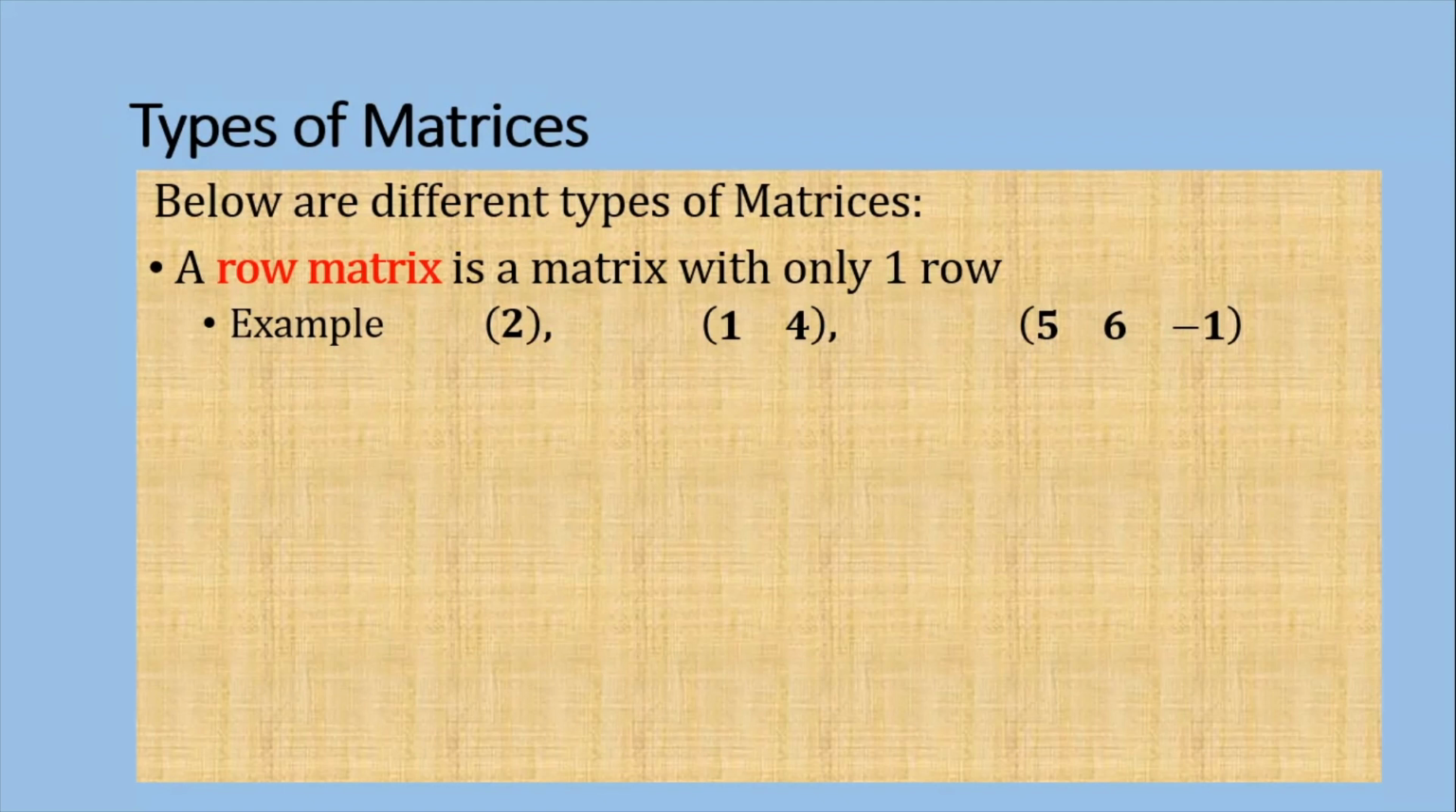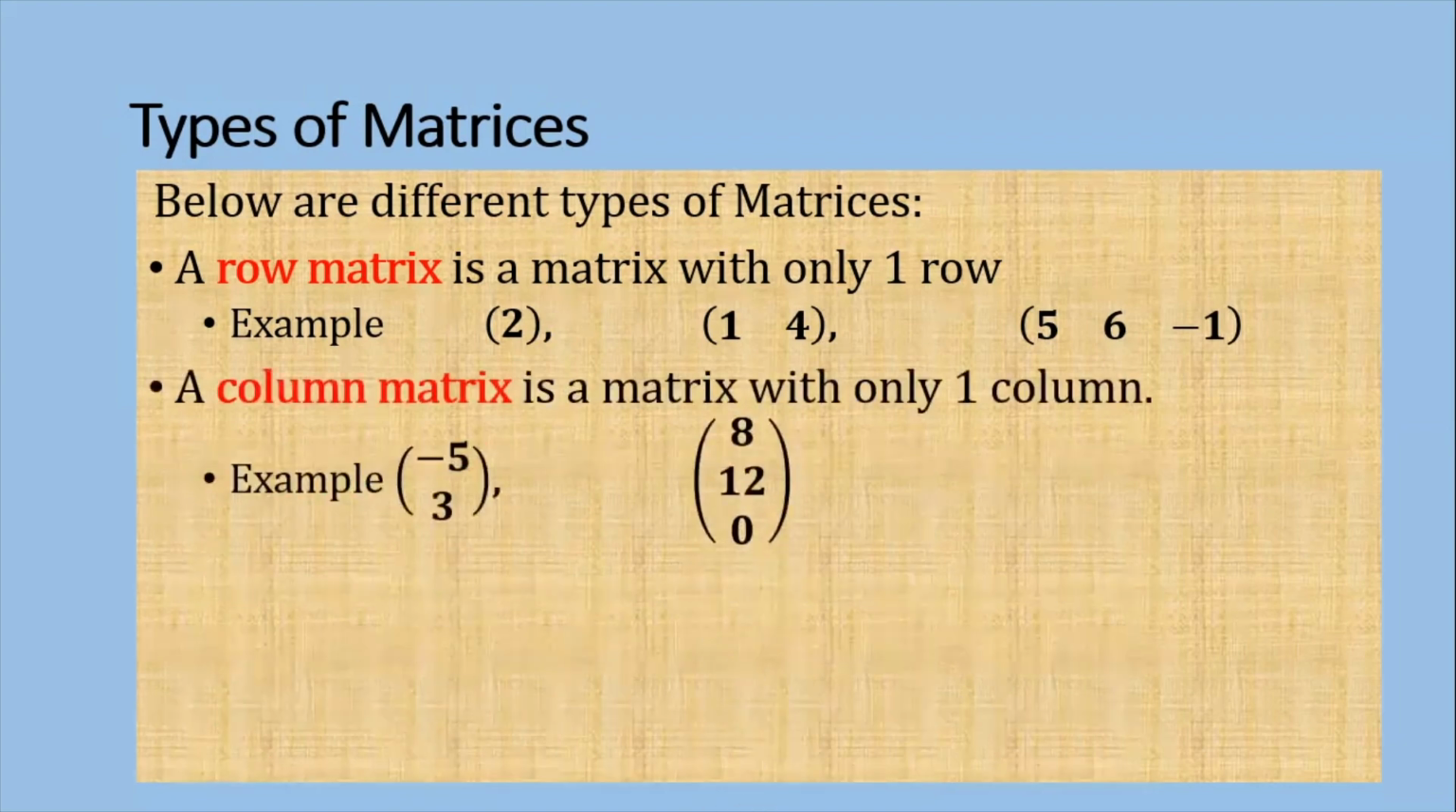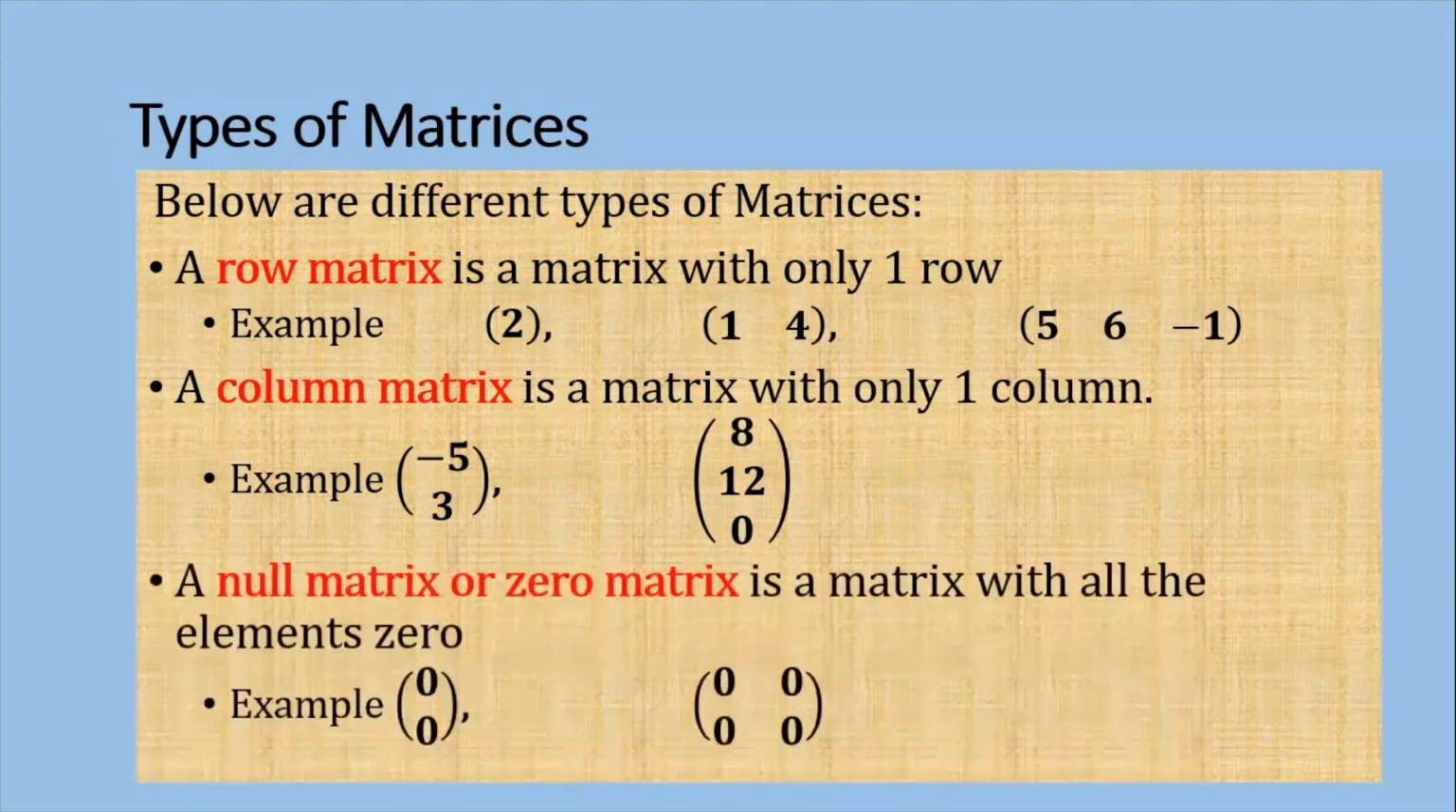These are row matrices. Now, if a row matrix consists of only one row, a column matrix will consist of only one column. For example, minus 5, 3, 8, 12, 0. These are column matrices. Now, you have also what we call a null matrix or a zero matrix. According to you, what is a null matrix? Well, it is a matrix where all the elements of this matrix will be equal to 0.